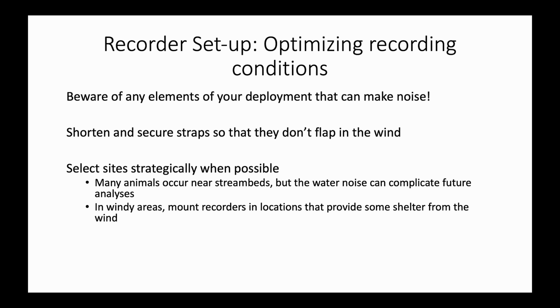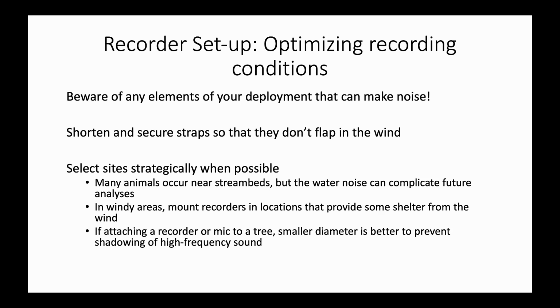In windy areas, you can also mount recorders in locations that provide some shelter from the wind. So for example, using a hill to block some of the wind or going behind a rock outcropping so that you're not just getting the continuous force of the wind on the microphone, and it keeps that local environment a little bit quieter and makes for easier analysis.